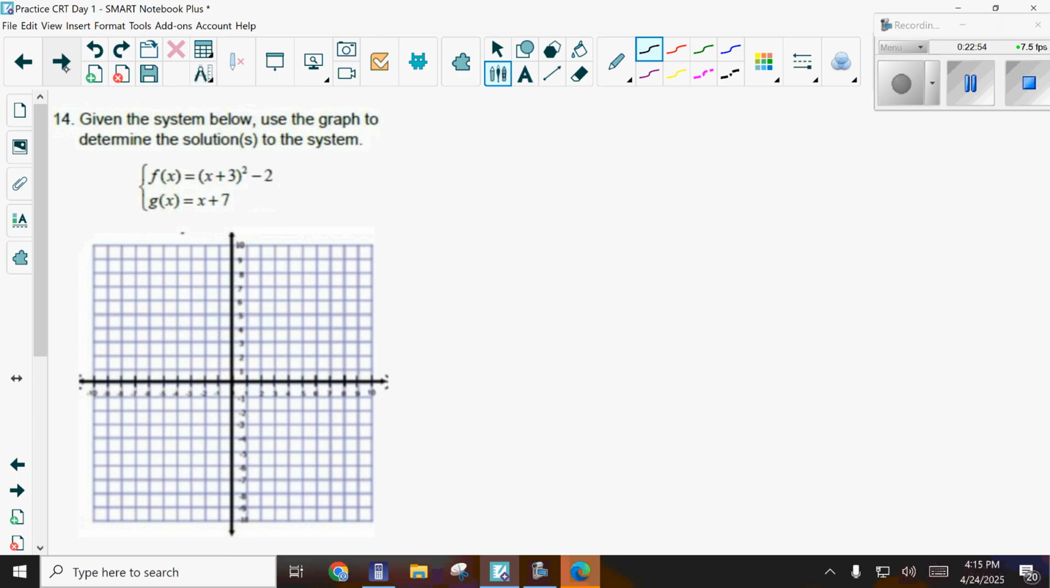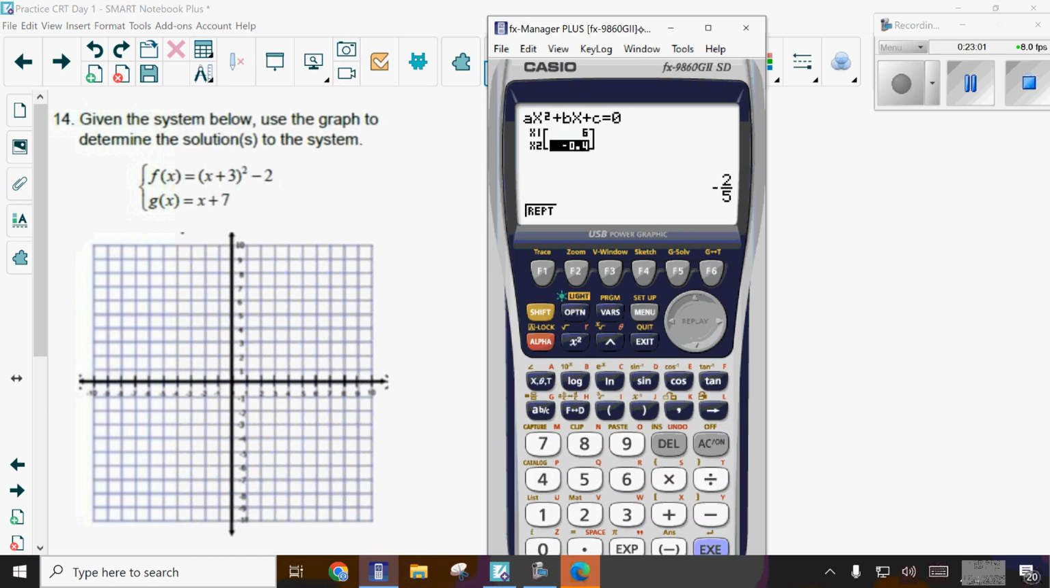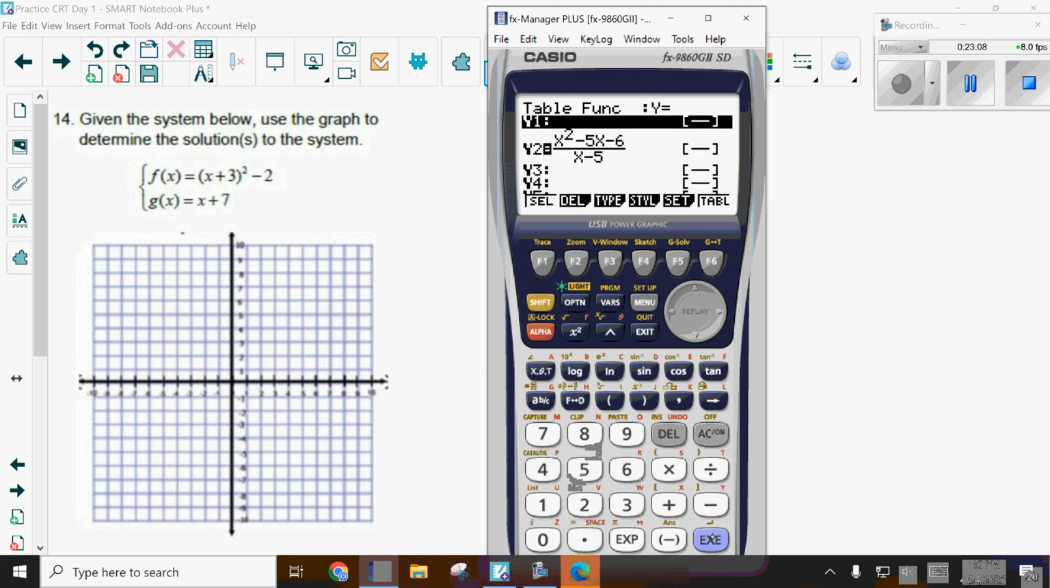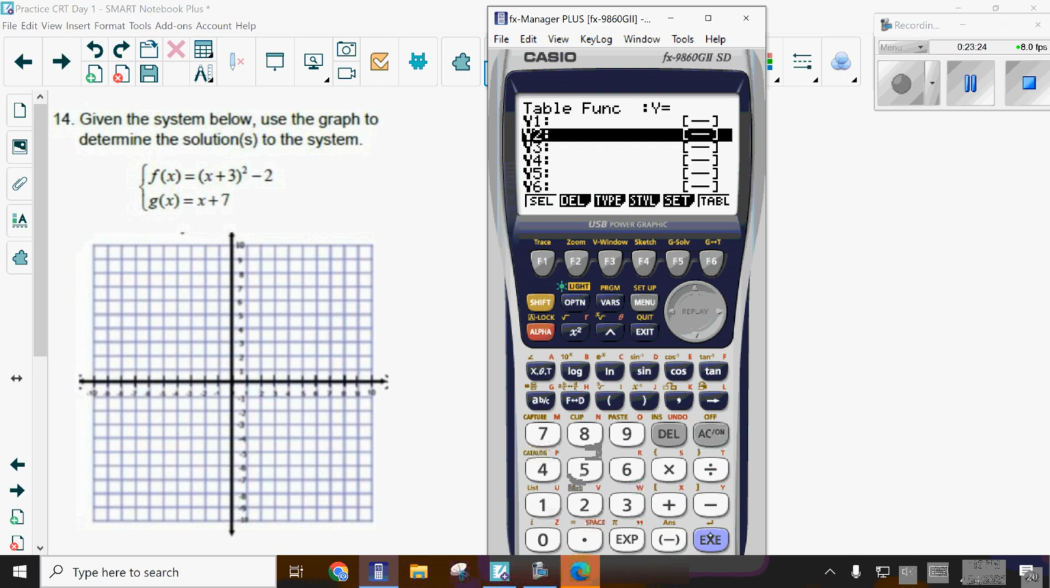Number 14 says, given the system, graph to determine the solution or solutions. So this one is a calculator question. We can go into the menu. And when I graph, I actually like to use the table instead. You might have to delete stuff that's in there. You might have to change the settings. I have to go to F5. My graph paper goes from negative 10 to 10. So I'm going to start it at negative 10, and end it at positive 10. And then I'm going to put my first equation in there.